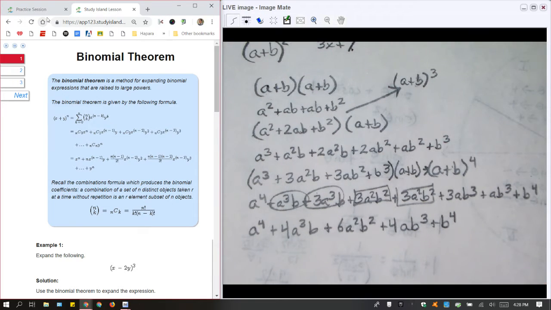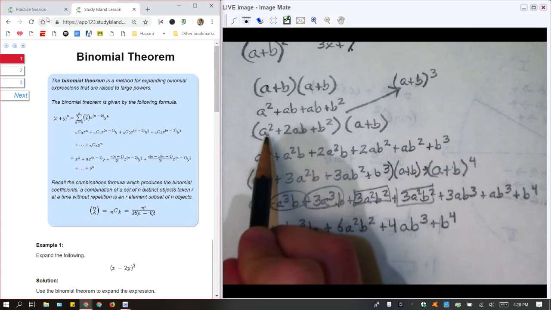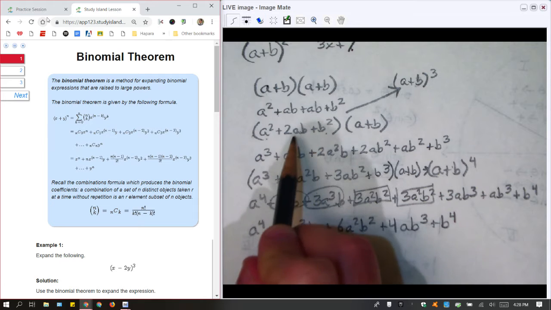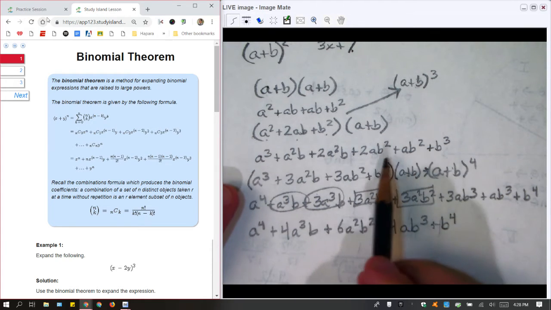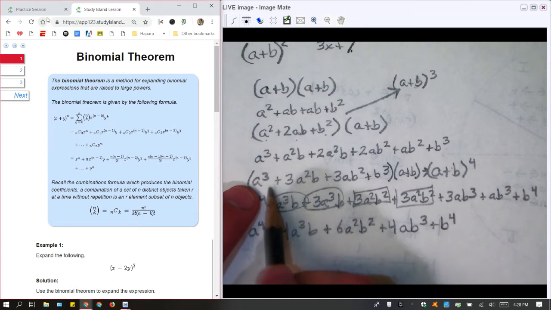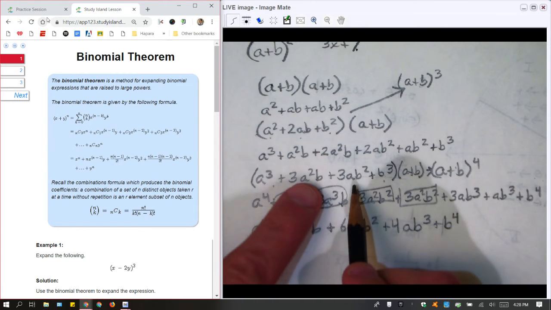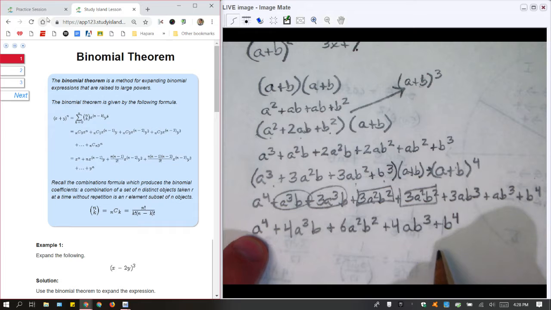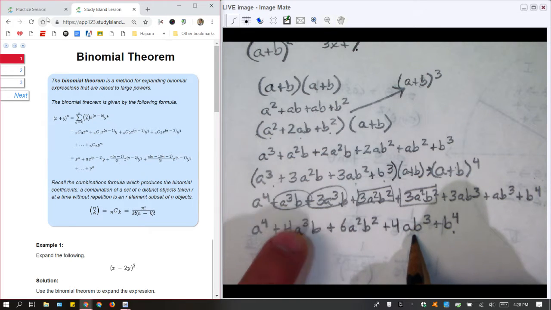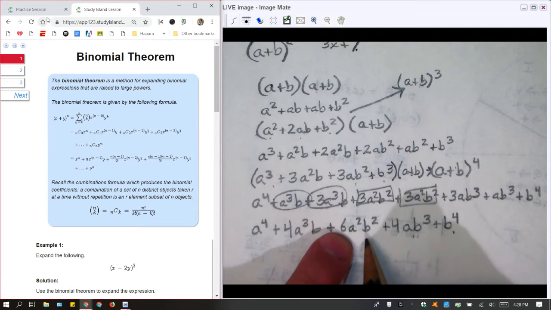So hopefully what you're seeing here is you're starting to see a pattern develop. Here, a squared, b squared, in the middle, 2ab. There's some symmetry. Then after that, we get a cubed, b cubed, and 3a squared b, 3ab squared in the middle. Again, there's some symmetry there. And then here we get a to the fourth, b to the fourth. Terms inside are 4, and then a cubed b on the left and ab cubed on the right. And then in the middle, 6a squared b squared.